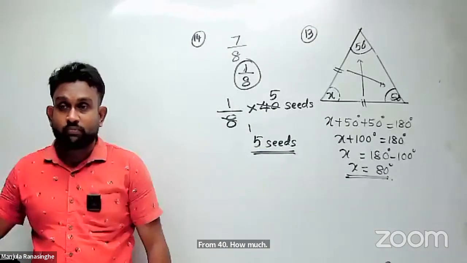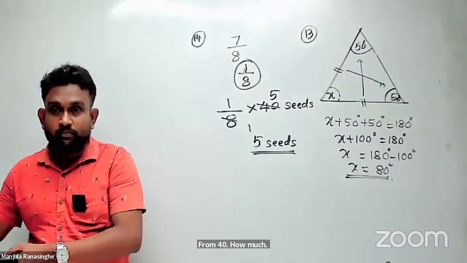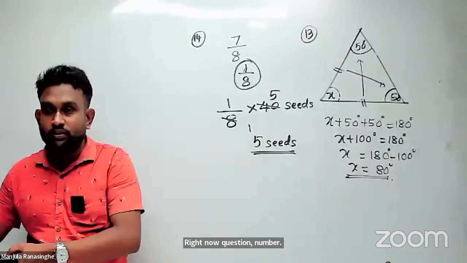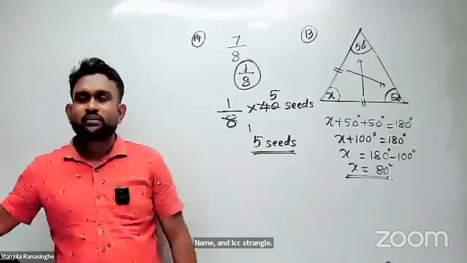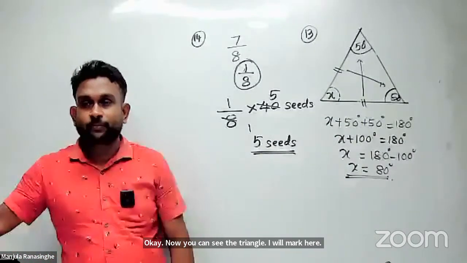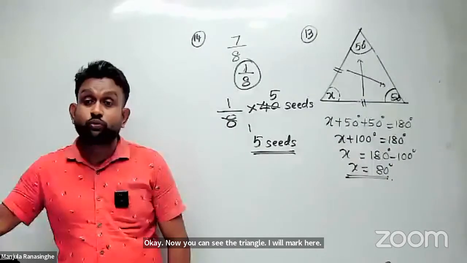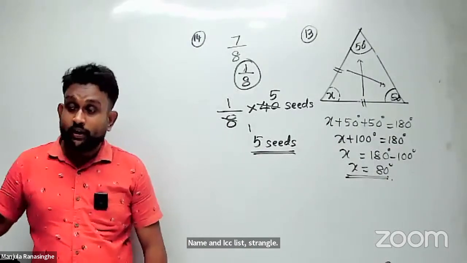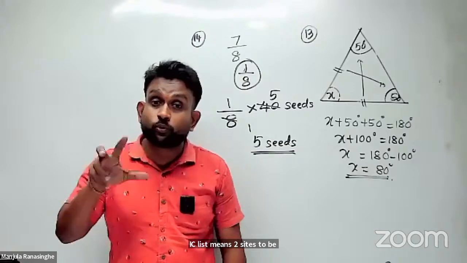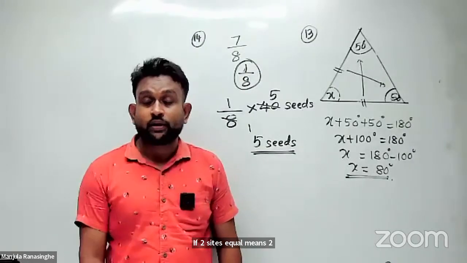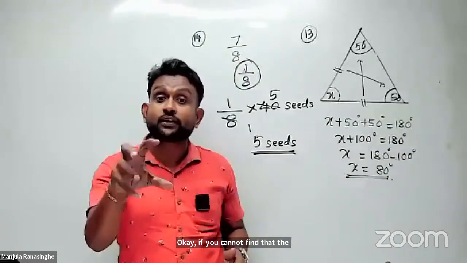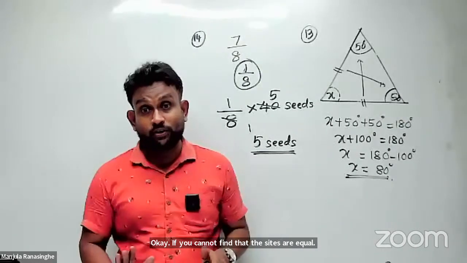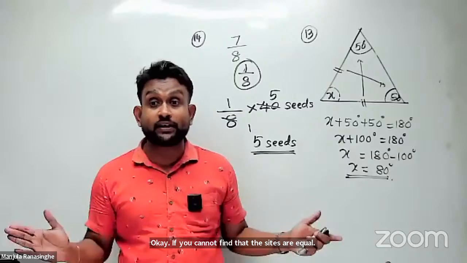Now, question number 15. Name an isosceles triangle. Now you can see the triangle I will mark here. Isosceles means two sides are equal, right? If two sides are equal, then two angles are equal. If you cannot find that the sides are equal, check which two angles are equal. Check angle-wise.